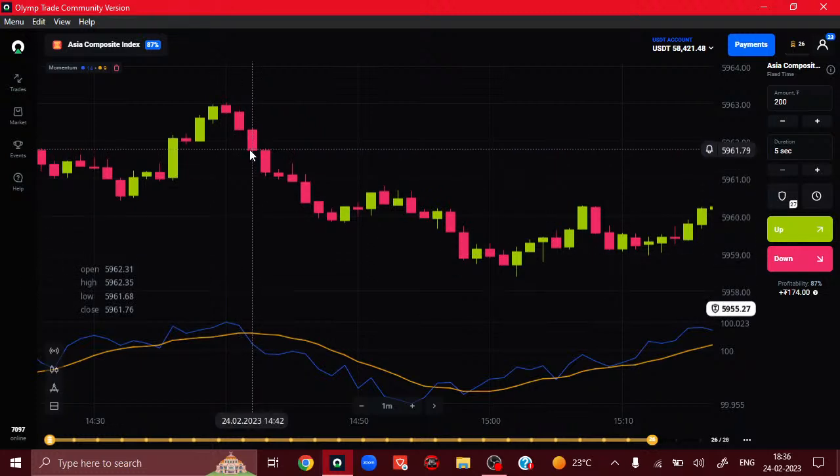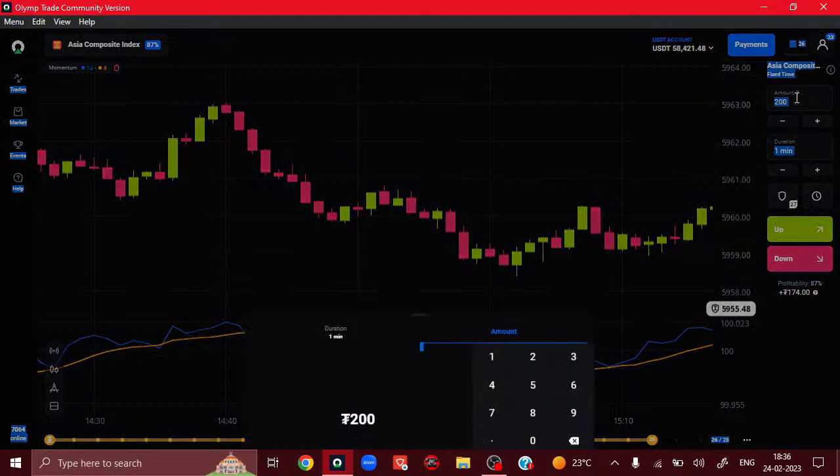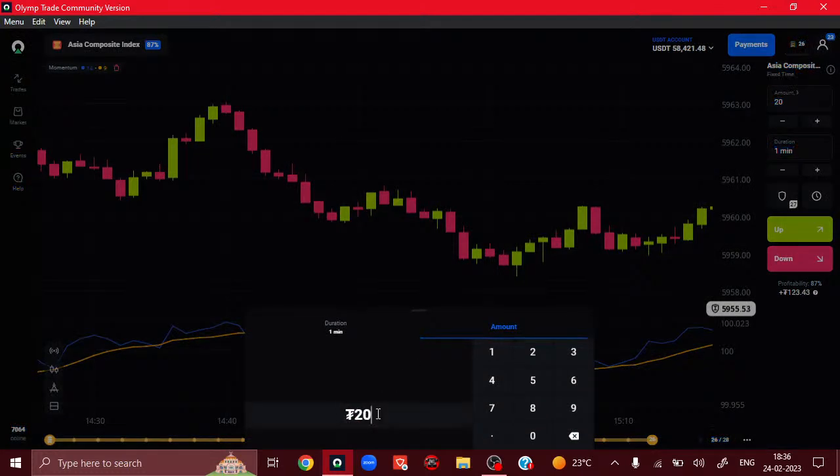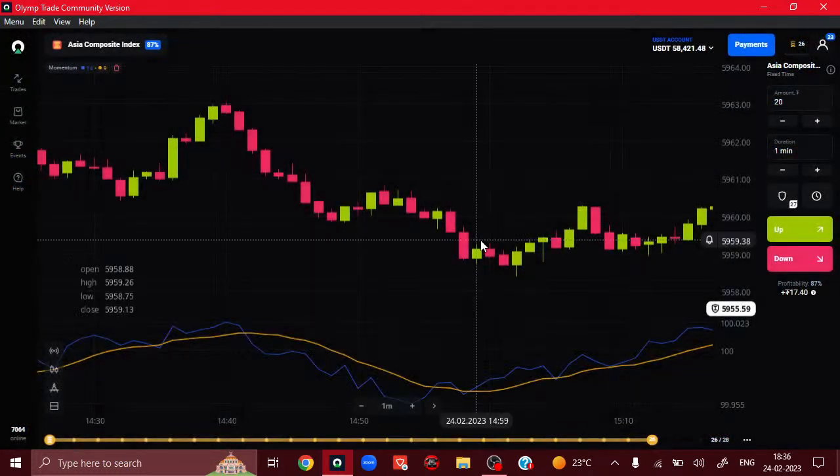So guys, the trade duration should be 1 to 3 minutes, and the candlestick duration should also be 1 minute. So let me change the duration to 1 minute, and let us start trading for the day with a base amount of 20 USD, guys. I will be using martingale technique here. I will explain you how to use the martingale as well.